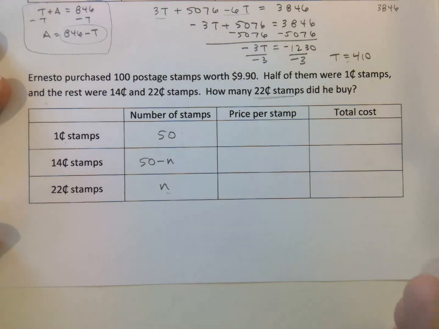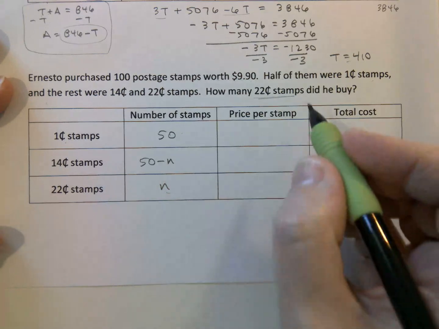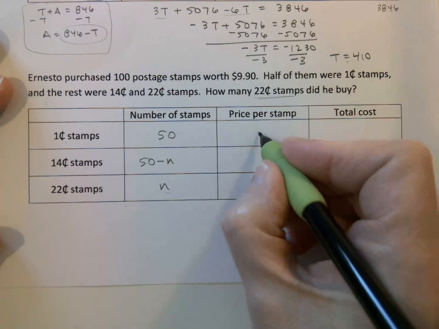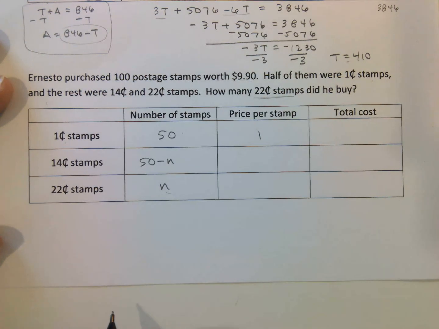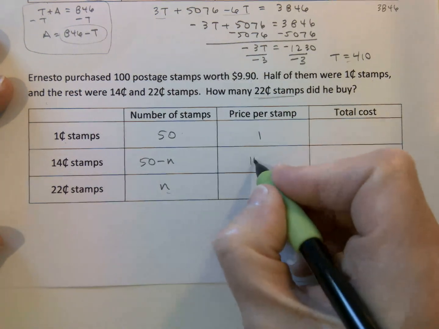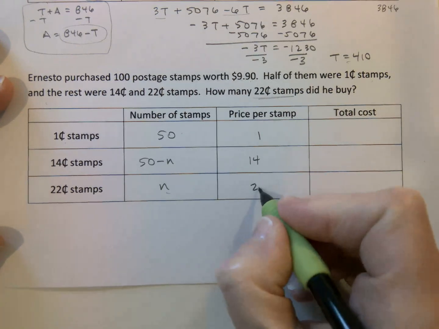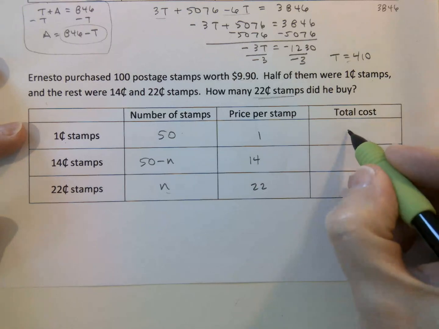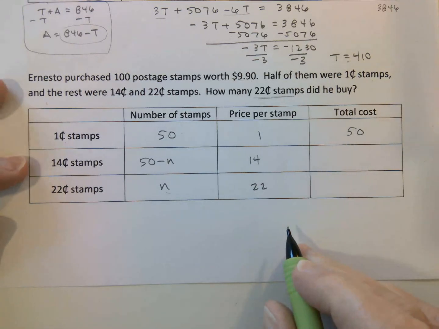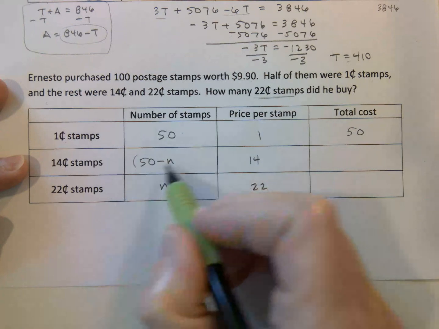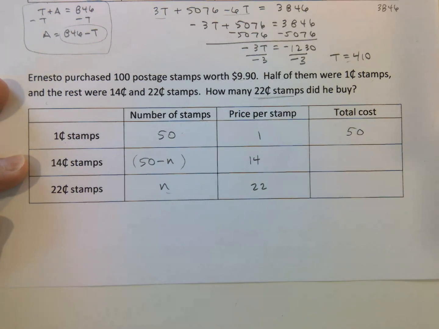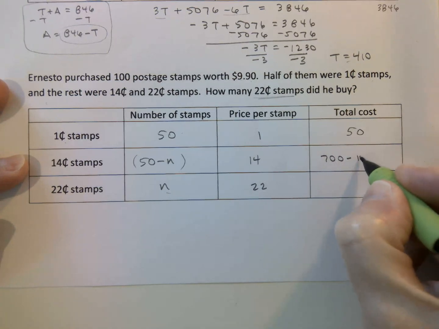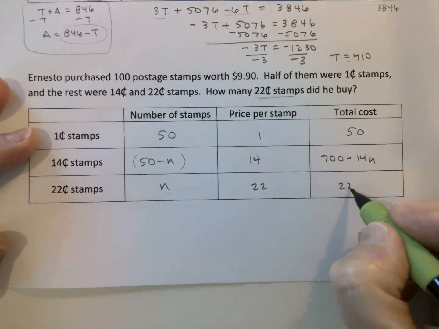Now this is where it gets really tricky. A 1-cent stamp, its price is 1 cent. I'm not going to use decimals. I'm just going to do everything in cents. A 14-cent stamp is 14 cents, and a 22-cent stamp is 22 cents. Okay, so when I multiply this through, the 1-cent stamps cost 50 cents. Remember, I have to distribute this. So 50 times 14 should be 700 minus 14N, and then this will be 22N.